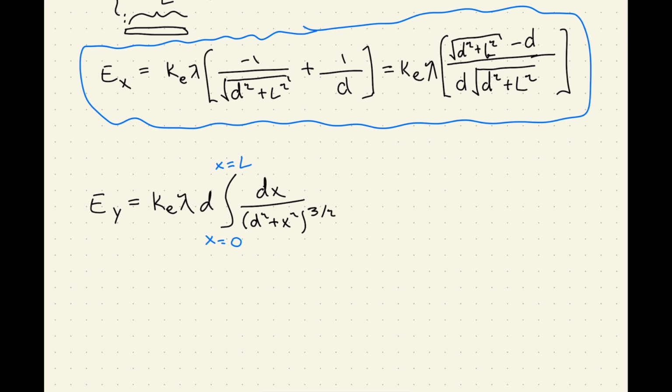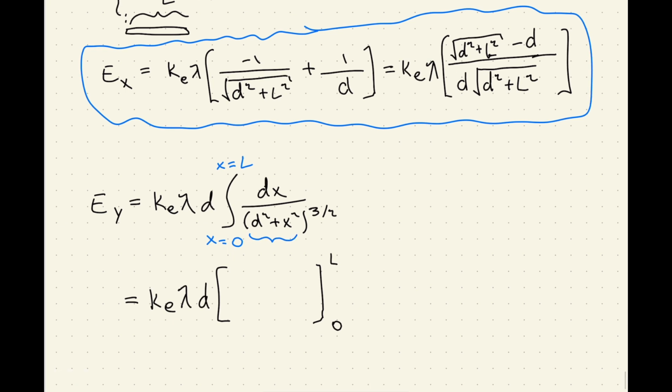Oh man, so what we have is KE, lambda. We pulled out a D over there. And what we want to put in here is the integral with bounds. So what is this integral? Well, let's see if our original trick works.